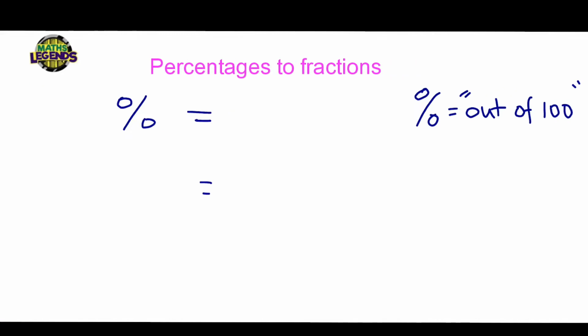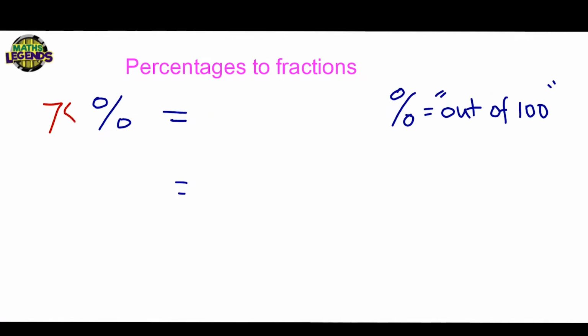Let's look at another example. 75%. So again, because we know percentage is out of 100, we write this out as 75 out of 100. And we divide the top and bottom by a number that divides into the top number and the bottom number. So in this case, we'll go with 25. You could try another number, say 5. As it's smaller, you may have to do it more than once, but it's still fine.